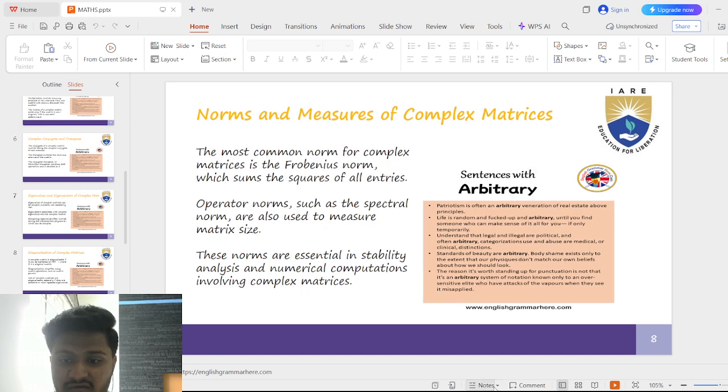Norms and measures of complex matrices. The Frobenius norm is the most common way to measure the size of a complex matrix. It is found by adding up the squares of all the elements and taking a square root. Another type, the operator or spectral norm, measures how much the matrix can stretch a vector. These norms help check the stability and accuracy of calculations with complex matrices.